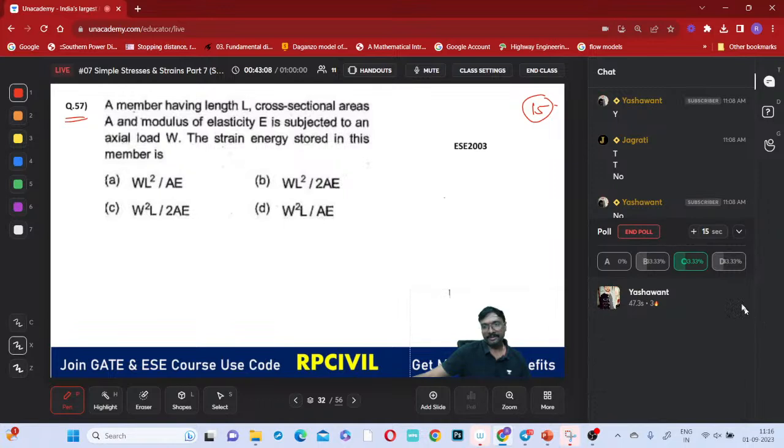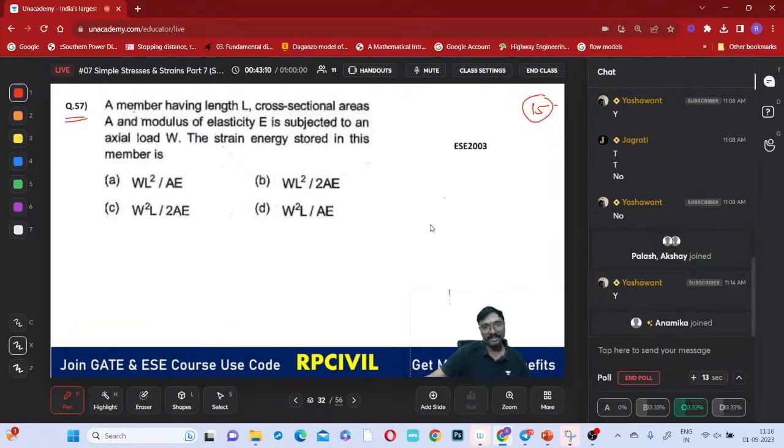Do you remember the direct expression? Whenever a member is subjected to an axial force P, what is the strain energy? That is P square L by 2AE. But here in place of P, what do you have? This W. So then it becomes W square L by 2AE simply. So which option is correct?